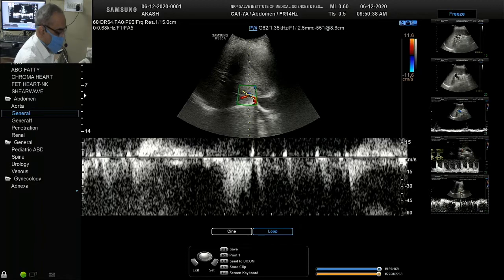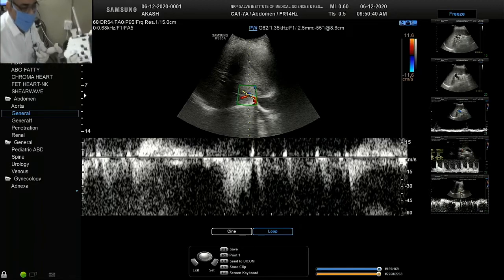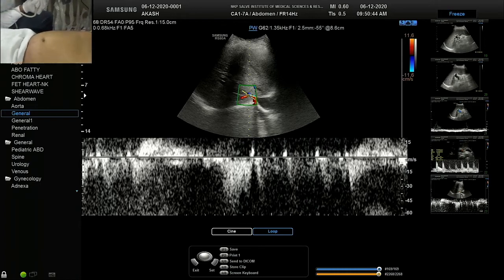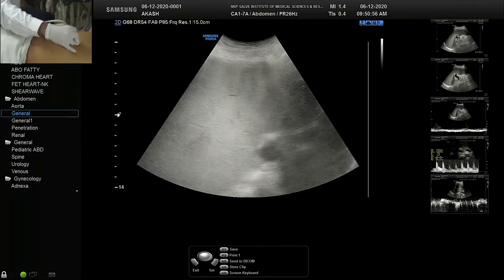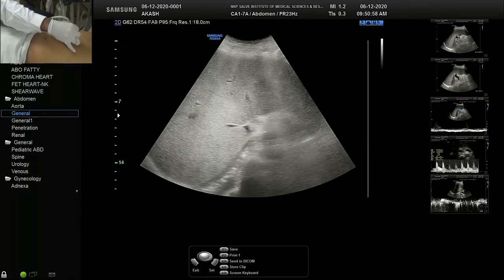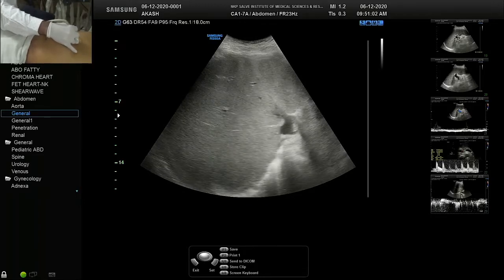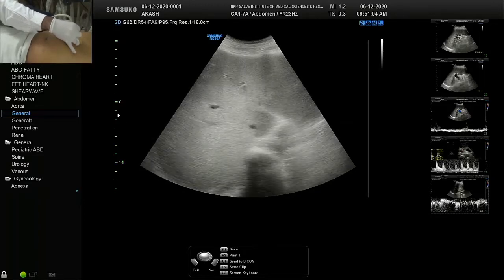The patient has presented with yellowish discoloration. You can see the abdomen is a little bit yellowish. So we'll start our examination from the epigastric region. So see the difference in echo texture as compared to the earlier patient.